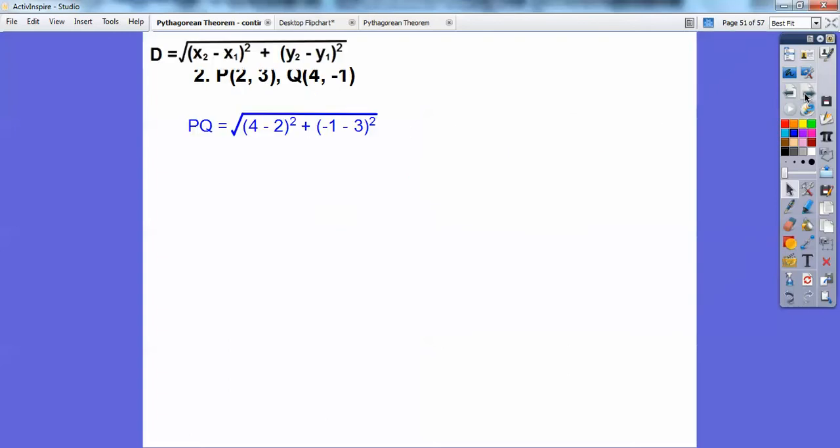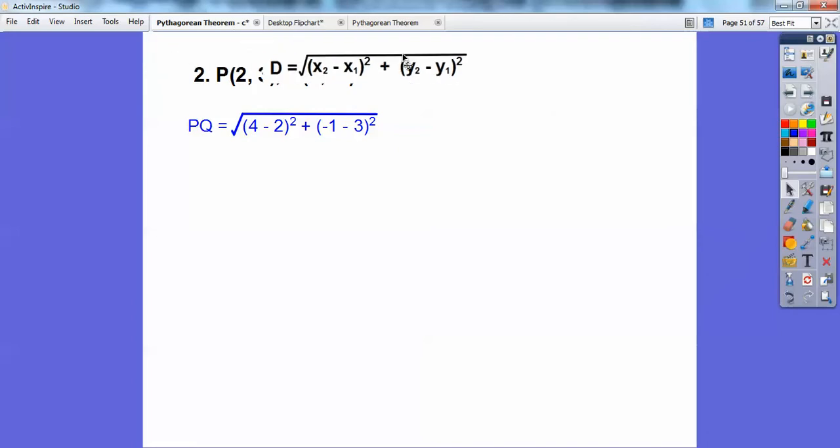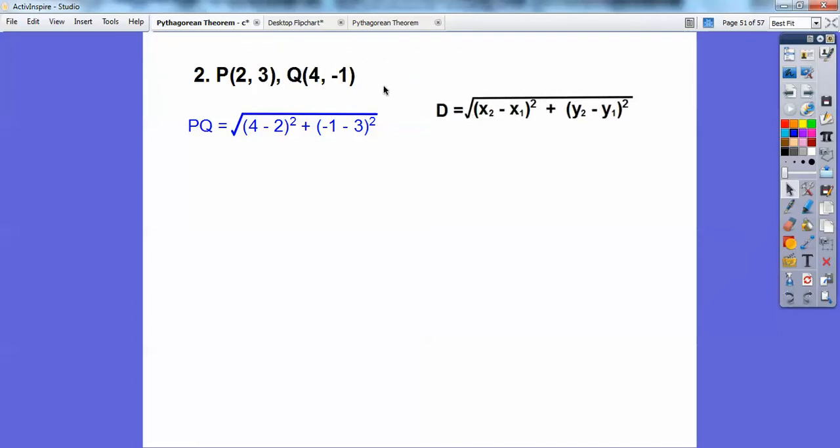So right over here. Okay, so it's going to be x sub 2 minus x sub 1 squared plus y sub 2 minus y sub 1 squared. This is x2, this is x1. So 4 minus 2, that's what goes in here, squared, plus this y is negative 1, this y is 3, negative 1 minus 3. Okay? All right, I want to keep that there. So 4 minus 2, you guys, is 2. Negative 1 minus 3 is negative 4. Watch out for the negatives, you guys.